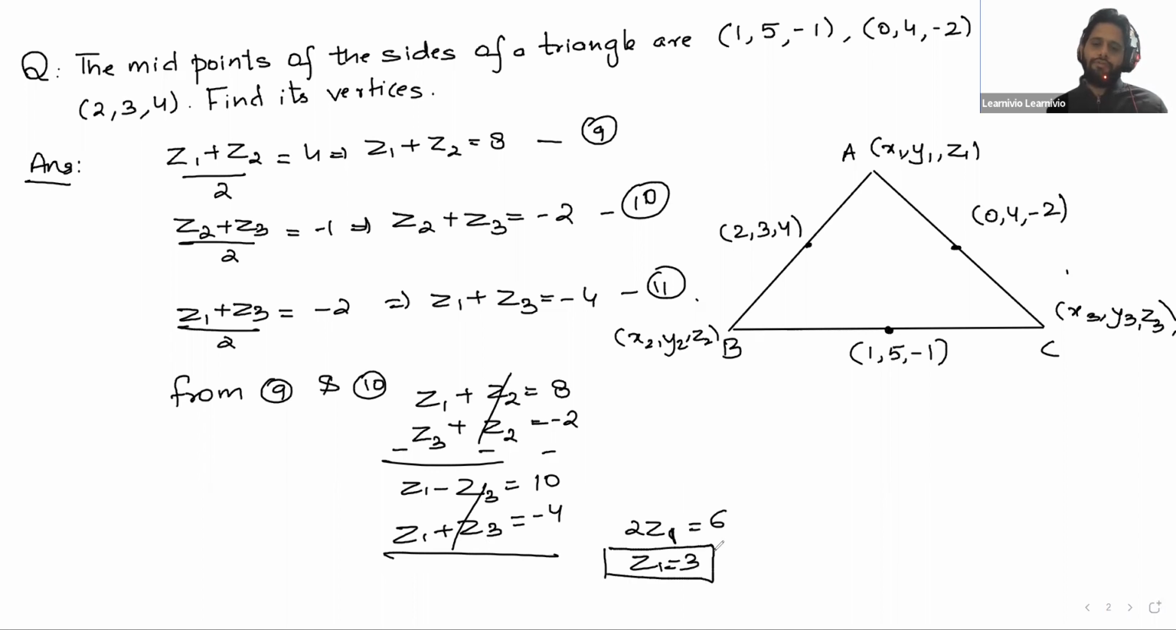Now put this value of z1 in any of the equations. For example, over here. So you will get z3 is equal to minus 7. Put this z3 in any of the equations. For example, here you will get z2 is equal to 5. So these are the points.